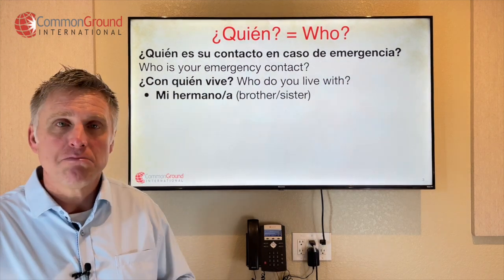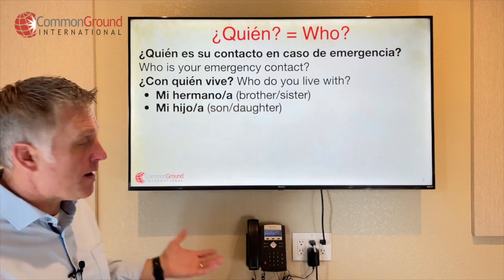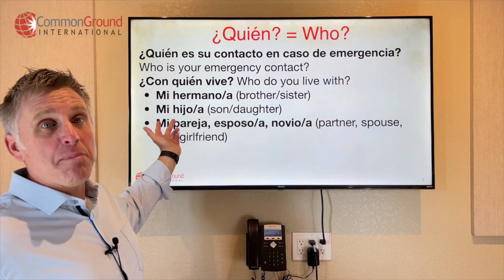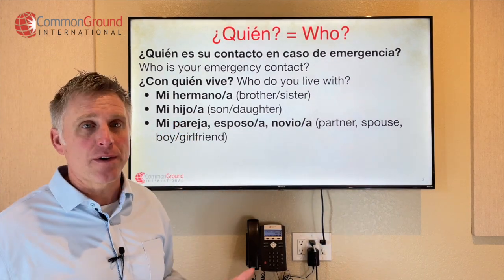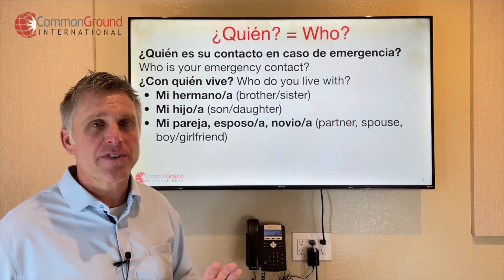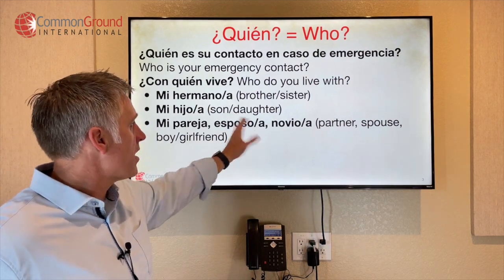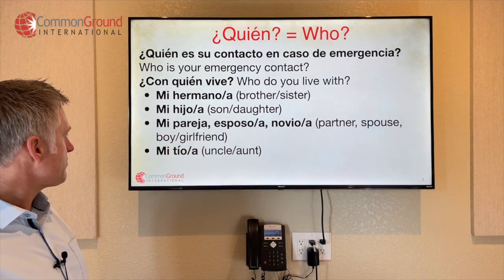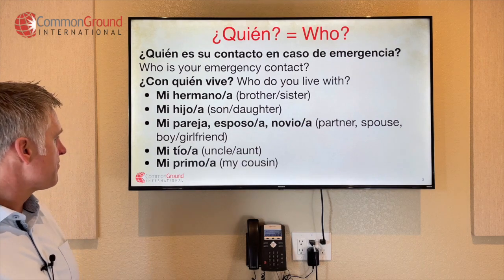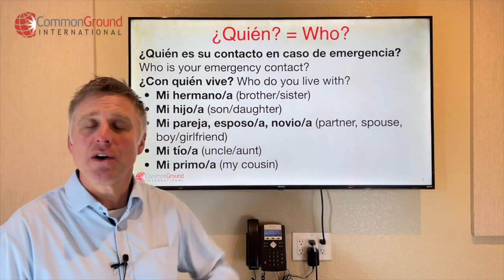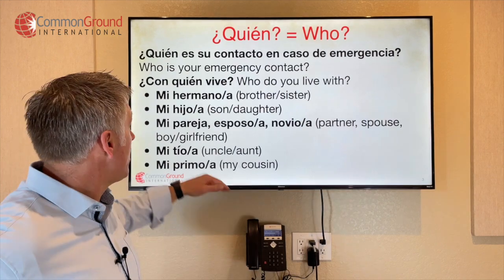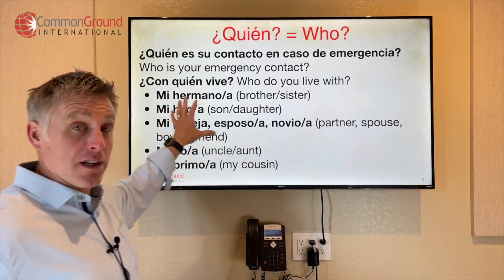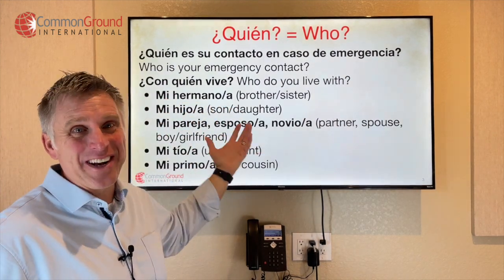Mi hermano, my brother, mi hermana, sister, mi hijo, my son, mi hija, my daughter, mi pareja, my partner. Pareja is any kind of intimate partner. It's non-specific. It's not gender-specific at all. Esposo, esposa, husband, wife, novio, novia, boyfriend, girlfriend. Mi tío, tía, uncle or aunt. Mi primo, prima, cousin. Okay, so a few family members that might be a part of the answer to ¿con quién vive? All right, maybe these are a little less rapport building and information that you want to know clinically.